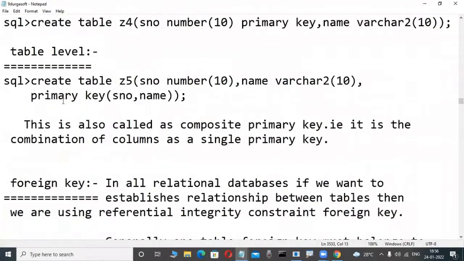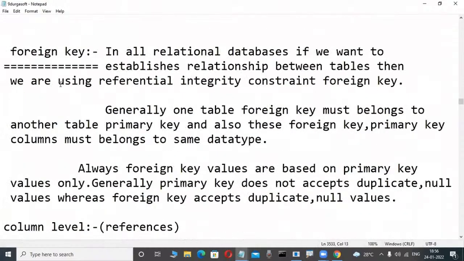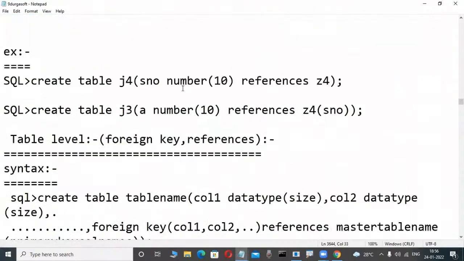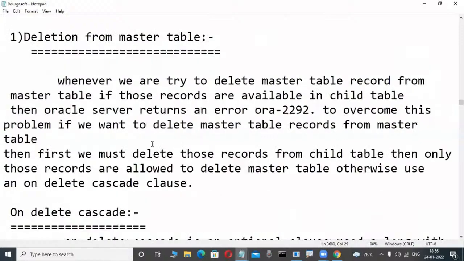I'm telling only here about foreign keys, how we are establishing a relation like this. Whenever a master and child table is there, there is deletion from the master table and insertion in the child table. These are the rules, two rules in every database. Whenever we are deleting from the master table, what happens?